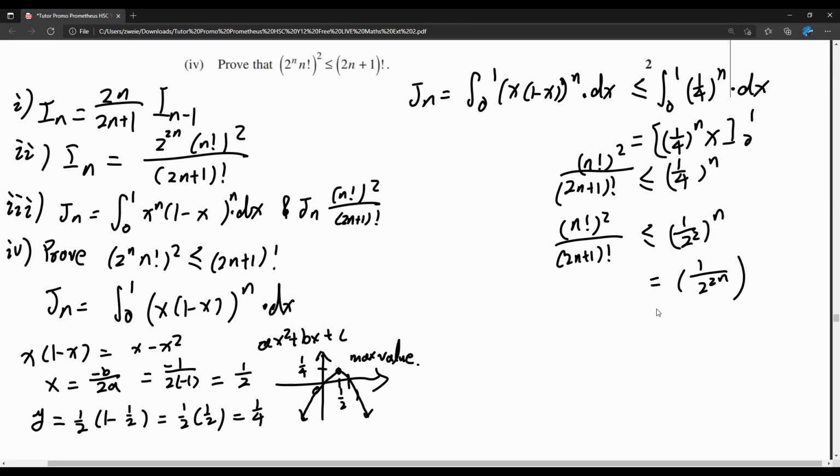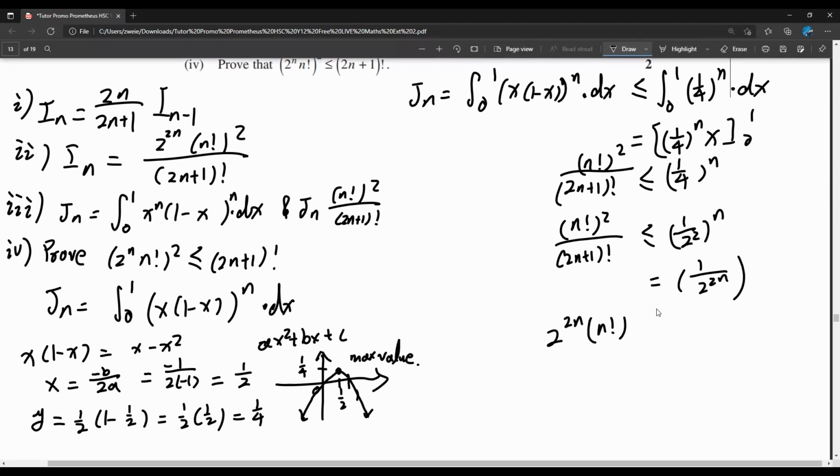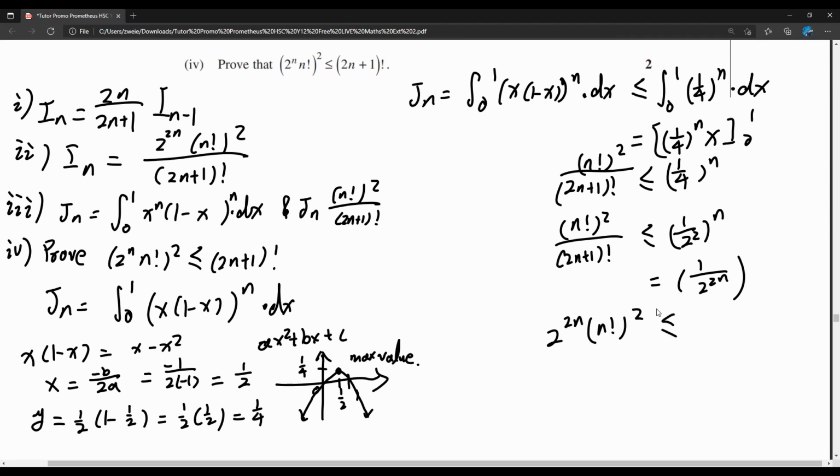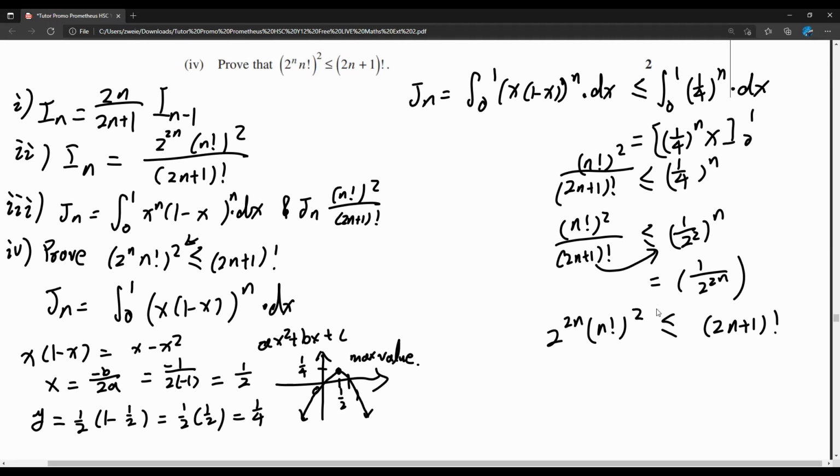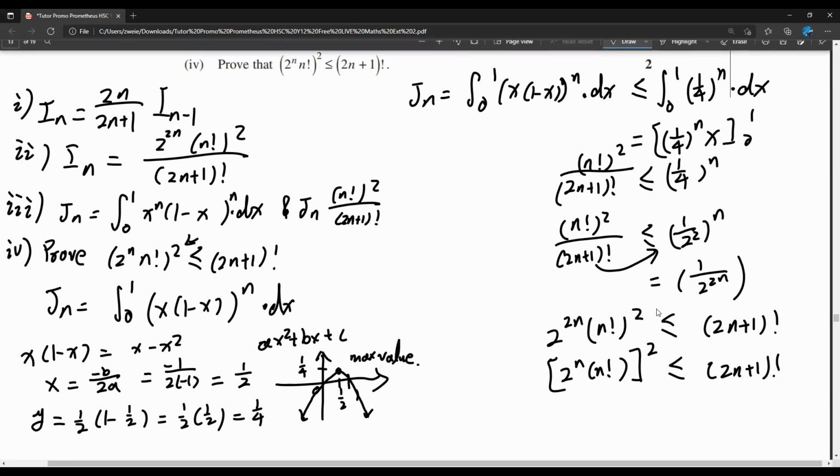And if you don't see it from this step already, then I guess it's similar to exam conditions, okay? Then you're a bit stressed out, but all you need to do is cross multiply. So what I get is 2 to the power of 2n times n factorial squared is less than or equal to, multiplying this on the right-hand side, 2n plus 1 factorial. Okay? Last thing we need to do is pull out that squared. So (2 to the power of n times n factorial), this whole thing squared, is less than or equal to 2n plus 1 factorial. Okay?